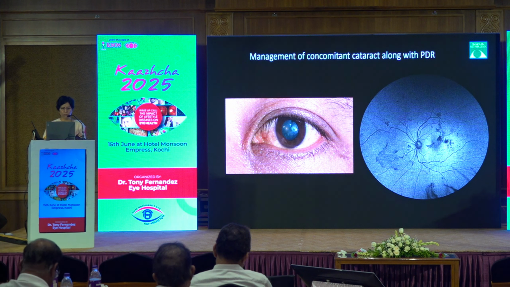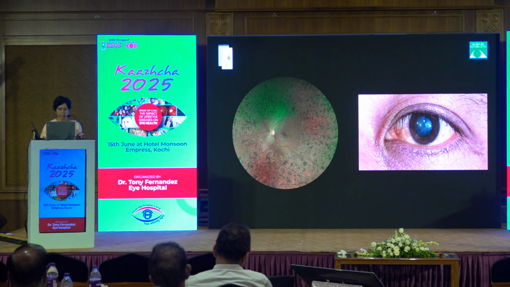So we come to the management of cataract along with proliferative diabetic retinopathy. Dr. Divya already showed a nice algorithm about how to go about. Just to add to that, if you have, say, a well-controlled proliferative diabetic retinopathy, well-lasered retina, and you have a cataract which is significant, definitely go ahead and do the cataract surgery as you would do in a normal patient, and then keep on following the diabetic retinopathy.